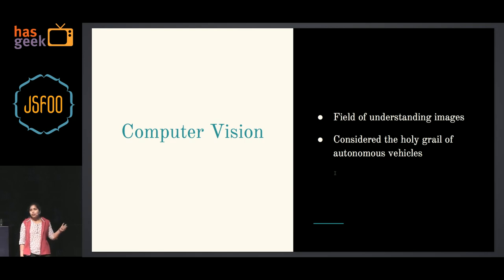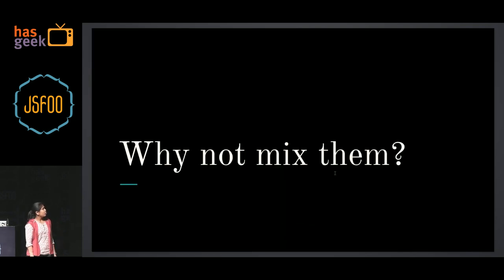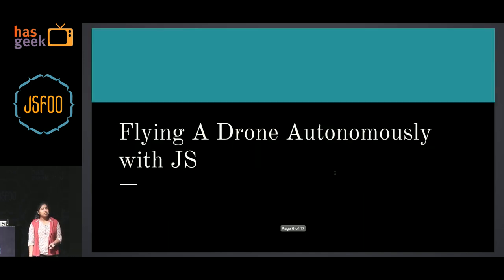Let's discuss computer vision. Computer vision is a field of understanding images. It has been considered the holy grail of autonomous vehicles. How about mixing computer vision and the drone together? If we mix them, we get the ability to fly a drone autonomously. Let's see how we are using JavaScript here.